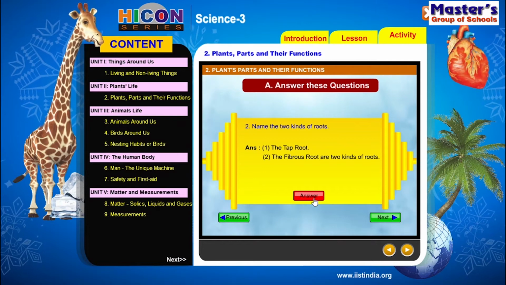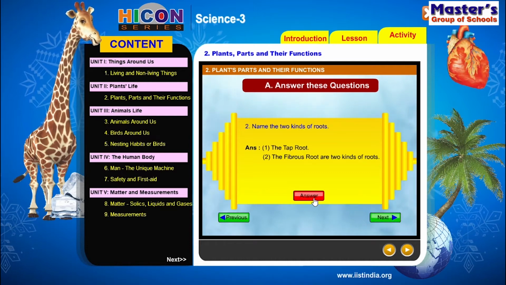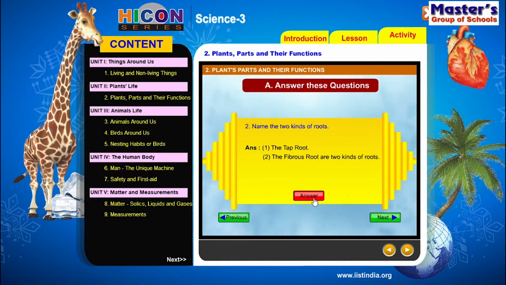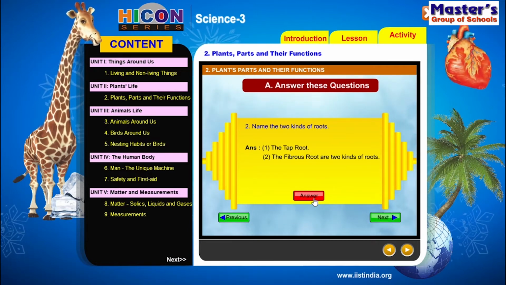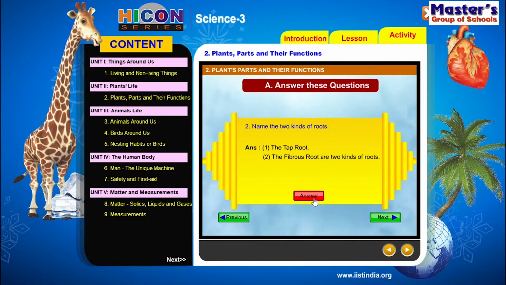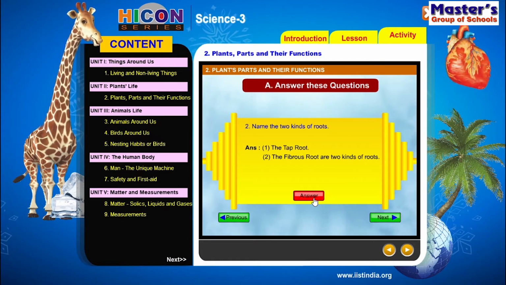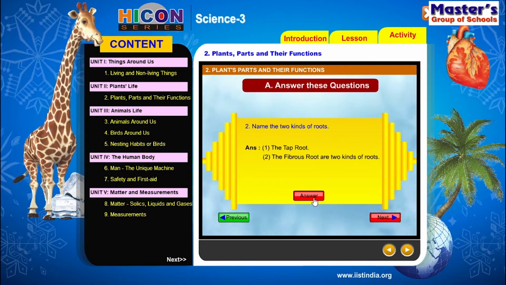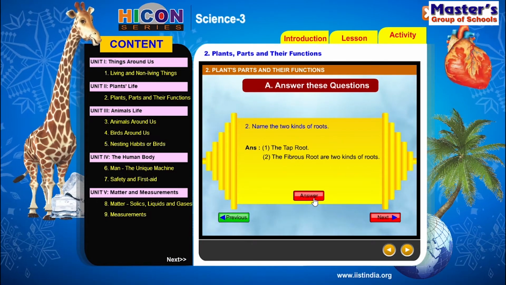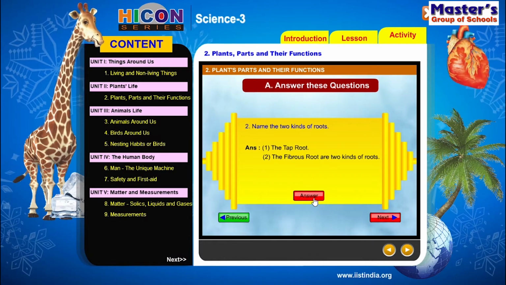Whereas in fibrous root, there is no main root and a lot of thin roots are attached to the bottom of the stem. That means a bunch of small thin roots is attached to the bottom of the stem. This type of root structure is called fibrous roots. Most of the plants like rose, hibiscus, mustard, banyan tree and mango tree contain tap roots. Examples for fibrous roots are grass plants, especially food grain plants like rice, wheat, maize, etc.